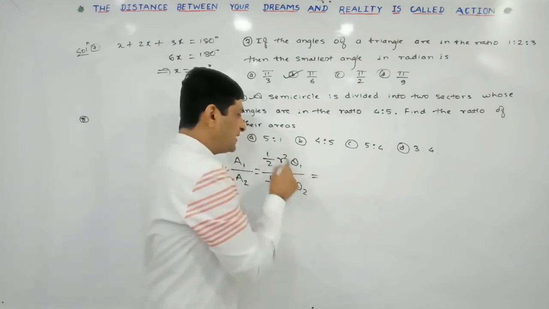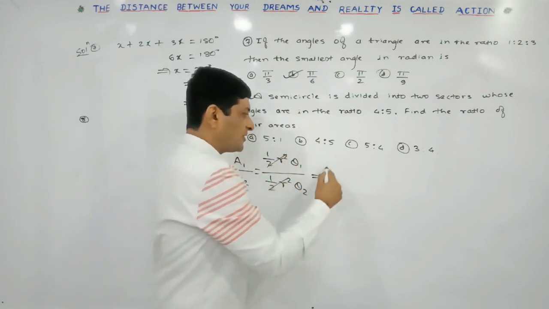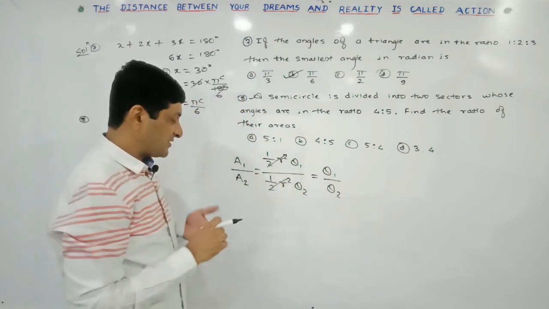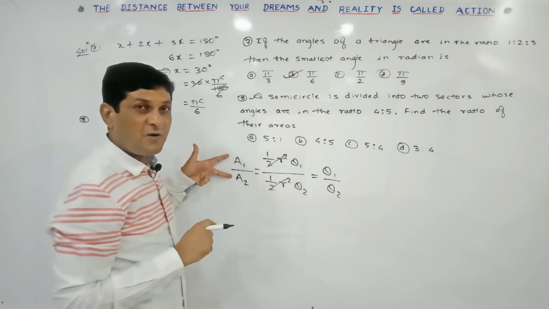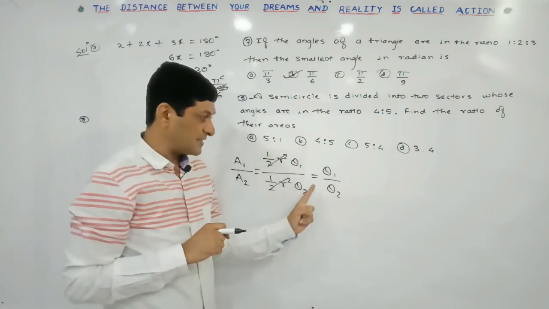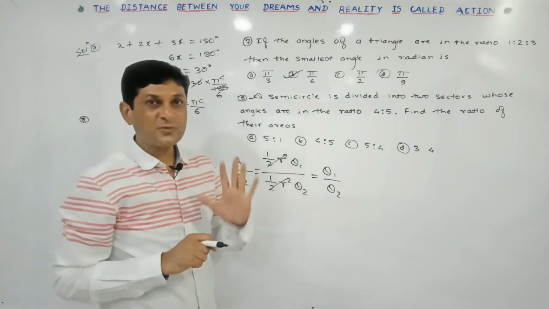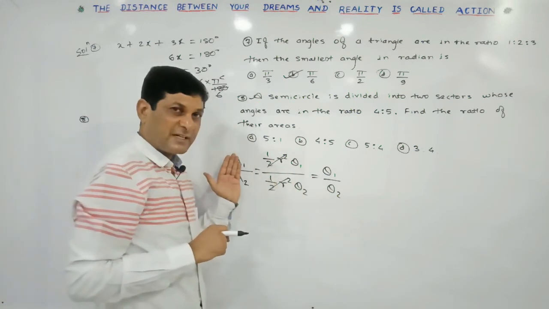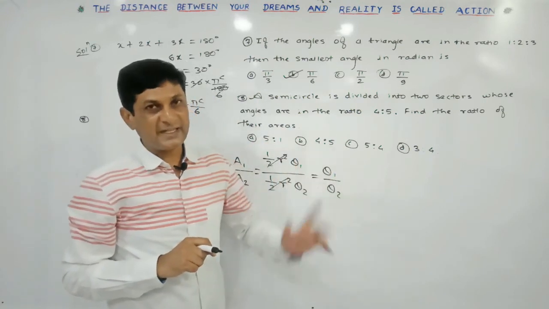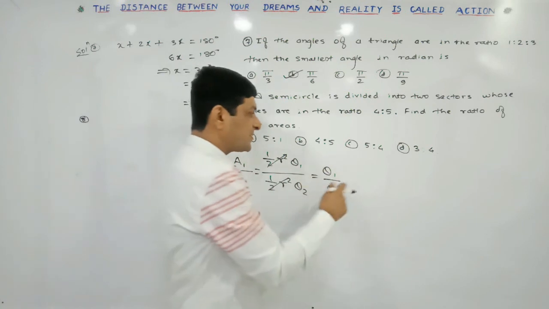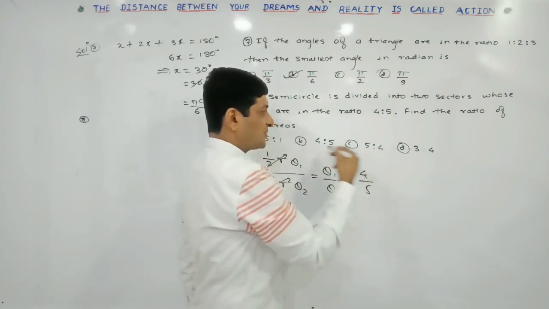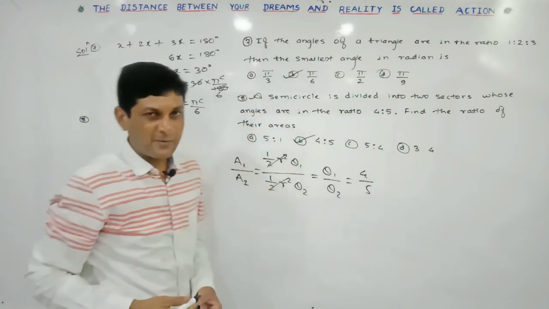Which two values will get cancelled? Half r square will get cancelled. What is the remaining term? Theta 1 upon theta 2. This means the ratio of the areas of the sectors and the ratio of their corresponding angles are equal. That's why we can say that the areas of sectors are proportional to their corresponding central angles, and the ratio of the central angles is already given to us. What is the ratio? 4:5. So 4:5 will be our correct answer.